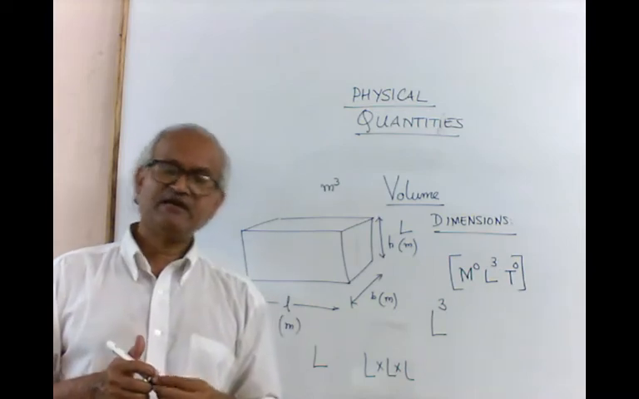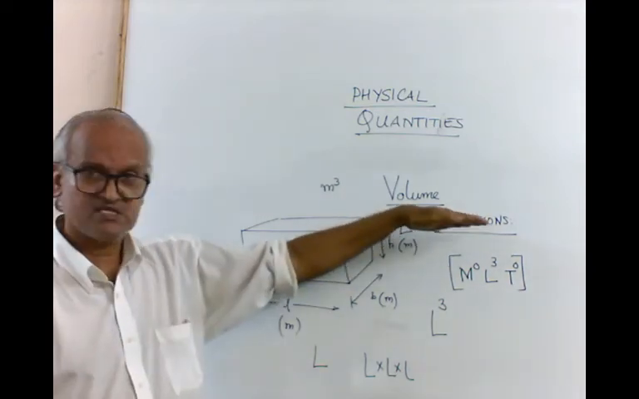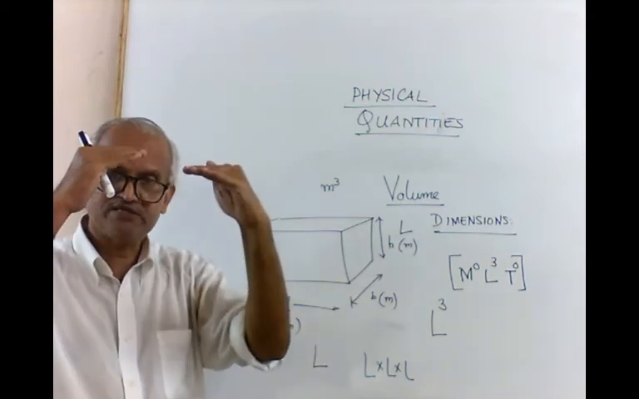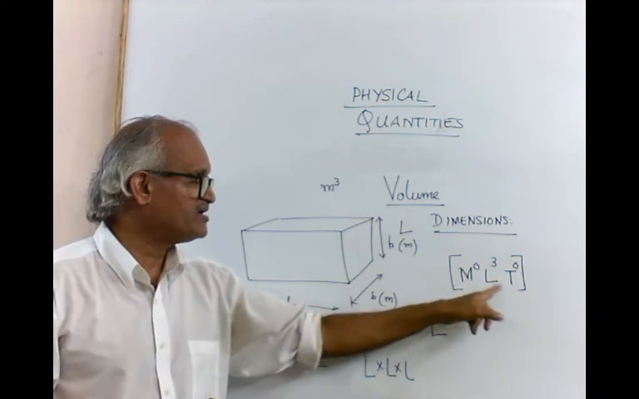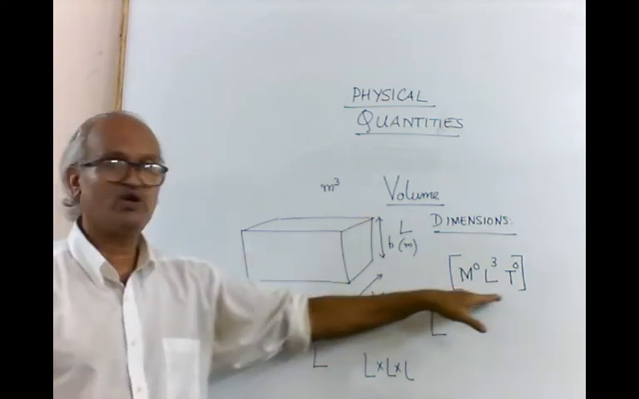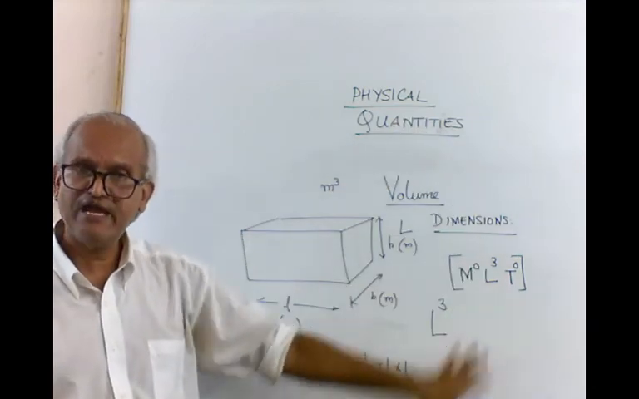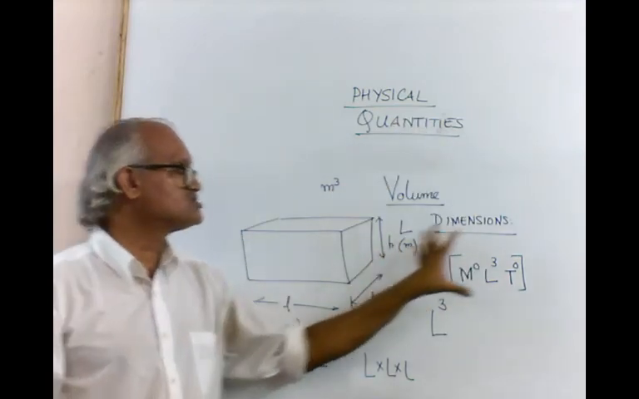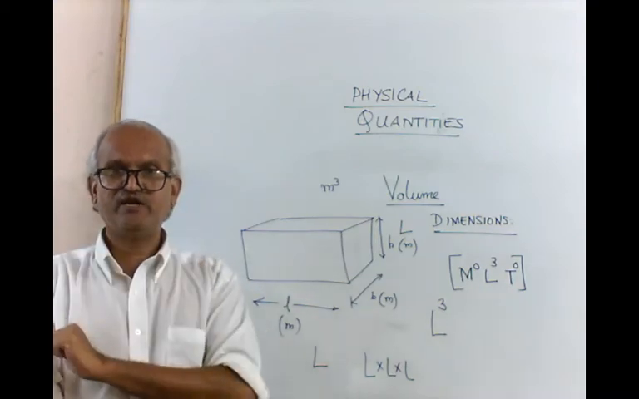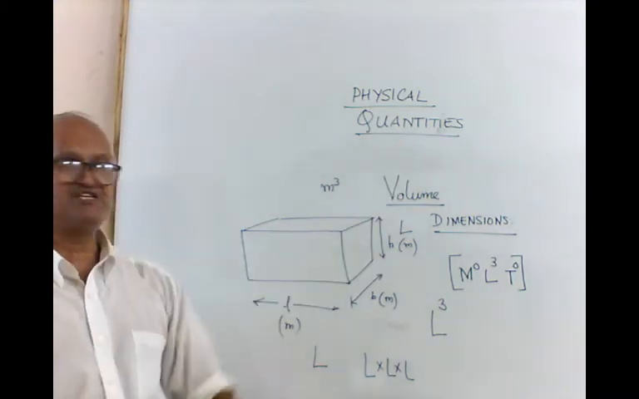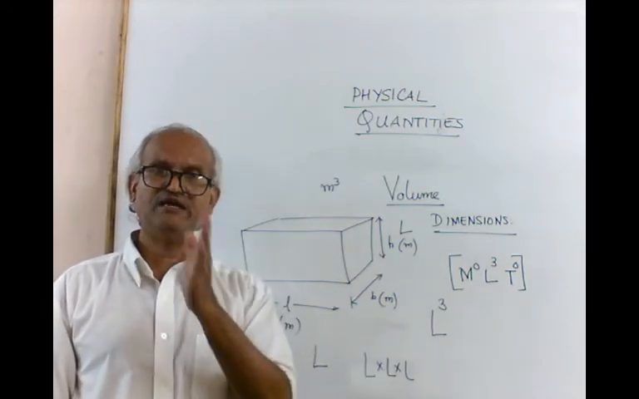So to define dimensions, we say that the powers, as in the exponents, to which the fundamental quantities or the basic quantities are raised to obtain the different derived units, those powers we call the dimensions of that particular physical quantity. So what are the dimensions of volume? The dimensions of volume are m0, l3, t0.